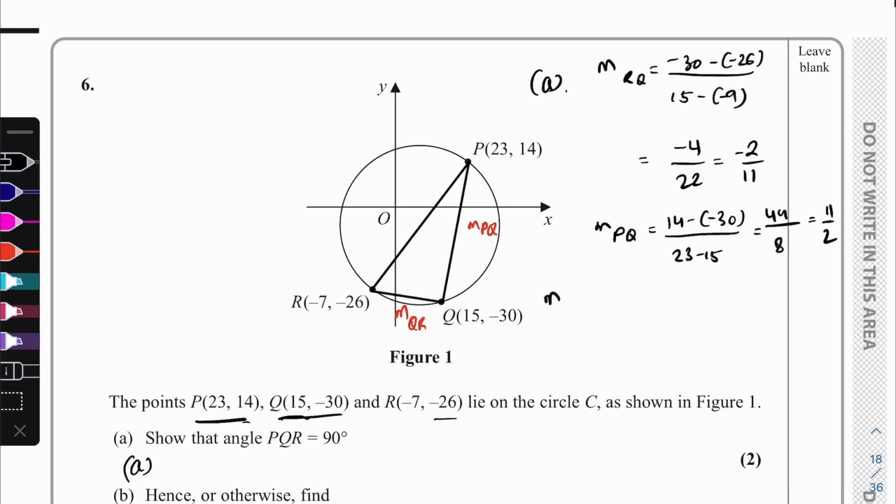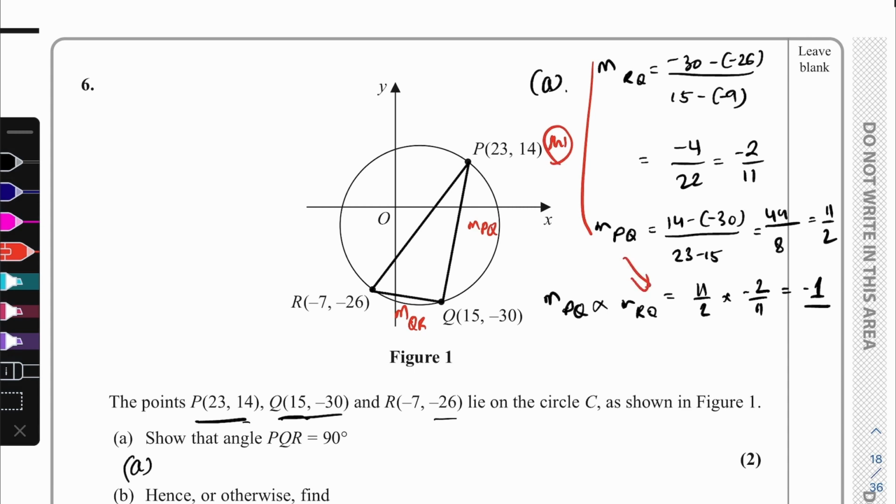Now we multiply them, m of PQ multiplied by m of RQ. This equals 11 over 2 multiplied by minus 2 over 11. So you can see we get minus 1, right? That's what we get. So 1 mark for calculating the gradients, so M1, and 1 mark for showing the proof that it equals minus 1.